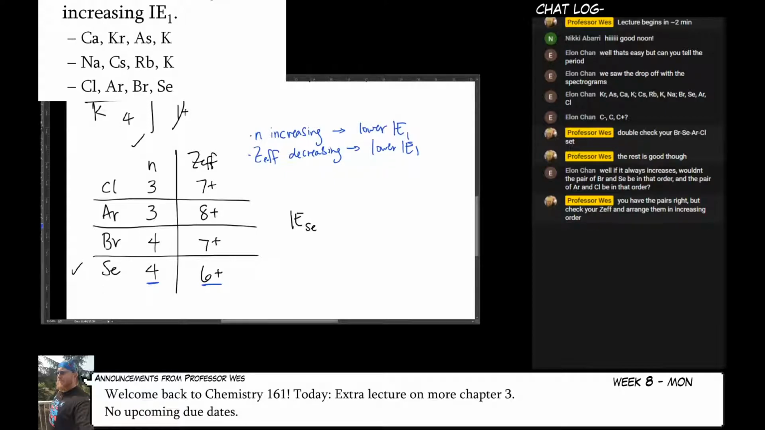Now you can do the opposite of this. You could figure out which one has the highest ionization energy by finding the one that has the smallest N and the largest Z effective. So if I do this, this gets bigger. And if I do this, this gets bigger too. Okay, what's the other end of the equation? Which one has the lowest N and the highest Z effective? Well, that's this one. So we can add that to our list too. That's got to be the highest of this set.